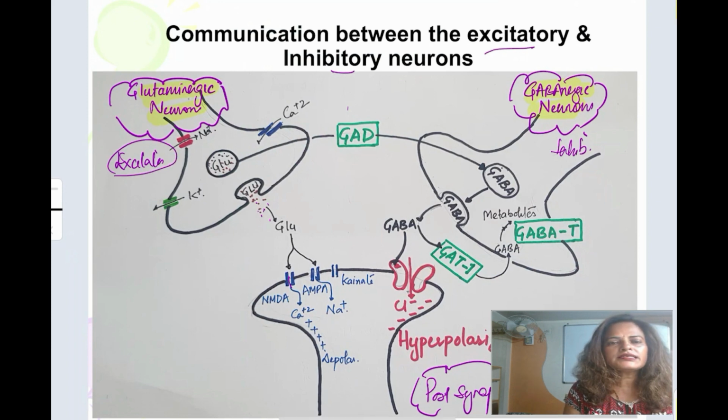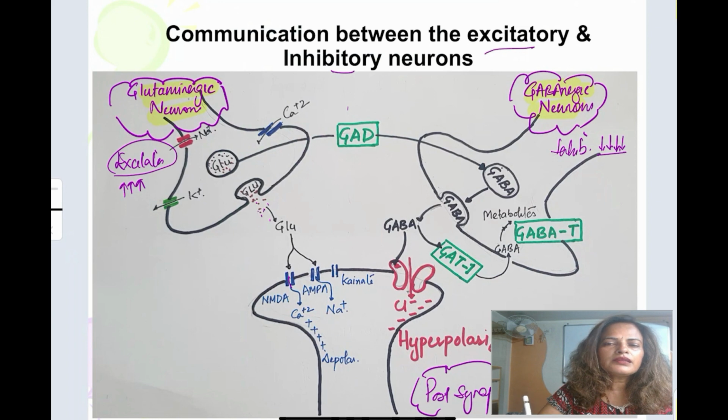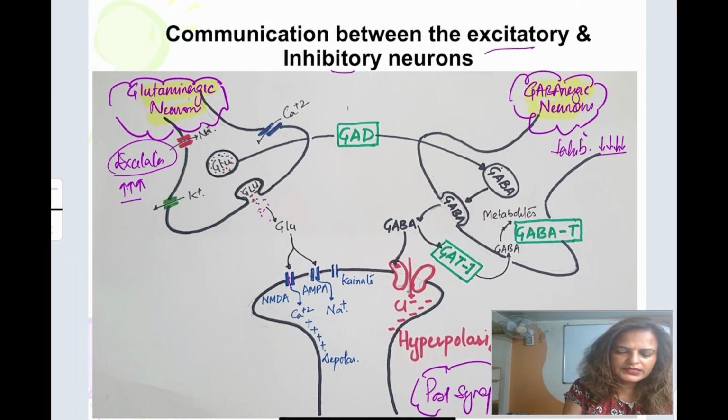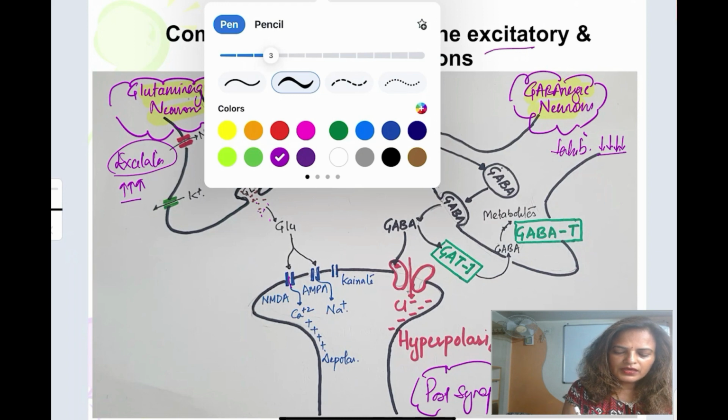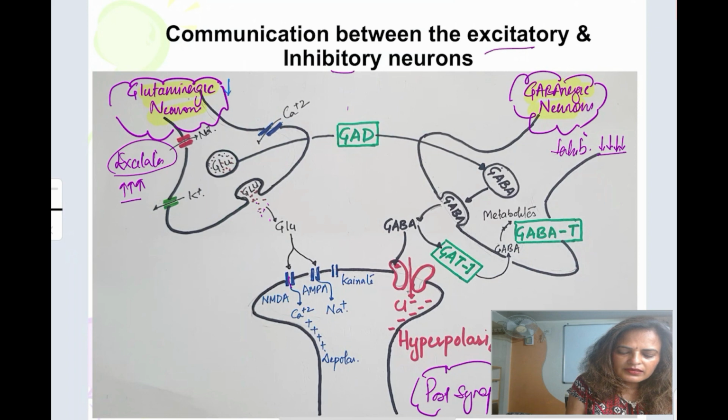So if there is an increase in the excitation, if this becomes too much, that leads to seizure. And if there is a decrease in the inhibitory transmission, then what will happen? There will again be a seizure. So there is a balance between glutaminergic neurotransmission and GABAergic neurotransmission. So what do the anti-epileptic drugs do? The majority of anti-epileptic drugs act by decreasing this glutaminergic transmission and by facilitating this GABAergic transmission.